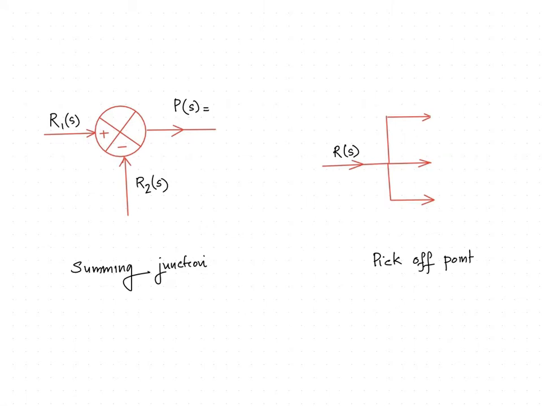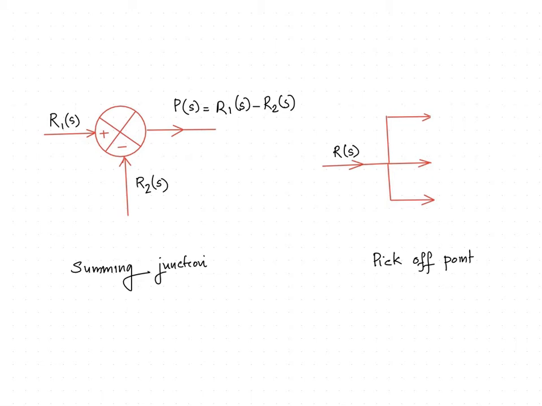Here we have a summing junction. A summing junction is nothing but a junction where signals meet. I can write P(S) as R1(S) minus R2(S). When we write the output of the summing junction, the sign of the summing junction is to be considered.